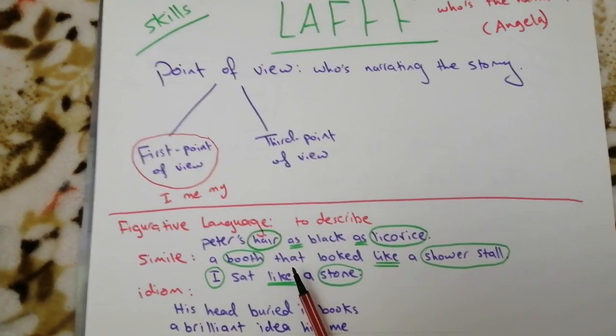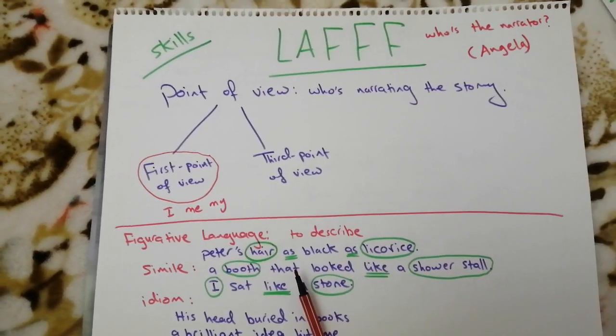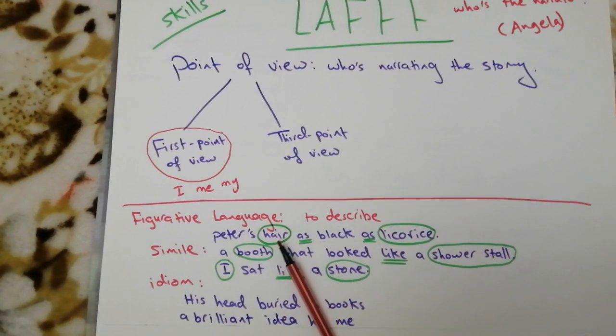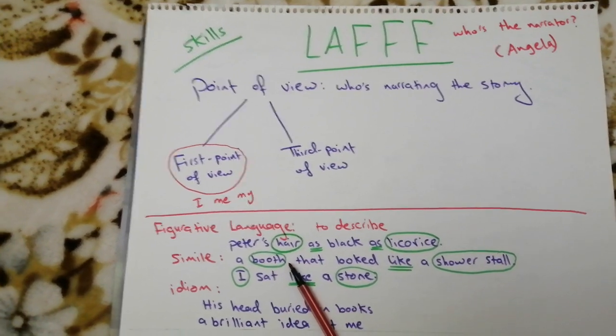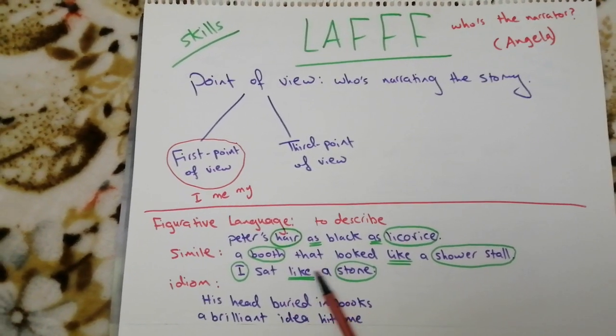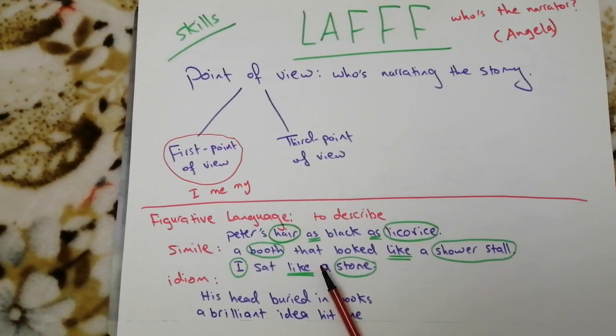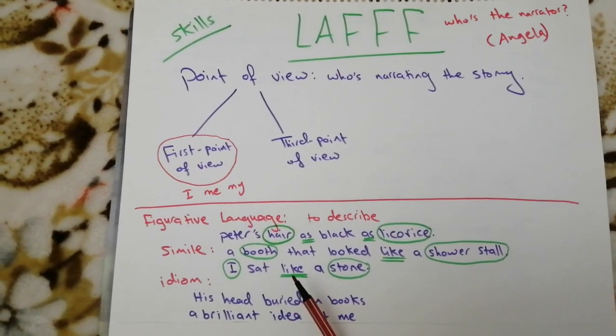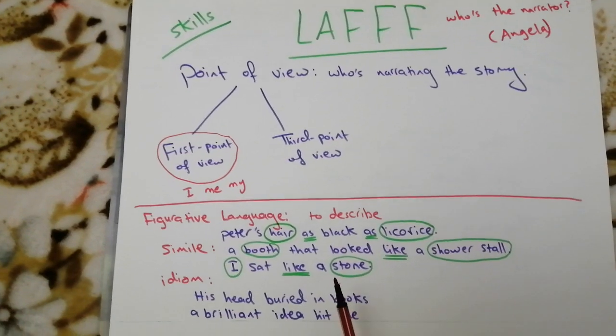So these are the similes in our story. The writer used them to describe, for example, here to describe how Peter looks, here to describe how the booth looks, for example, and here to describe Angela's emotions and her reaction when she heard her name as a winner in the writing contest.